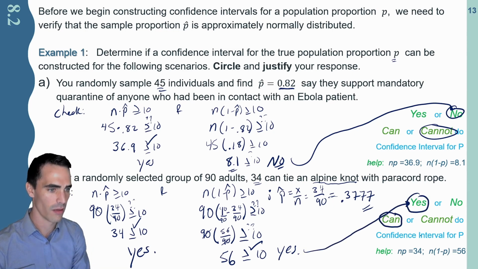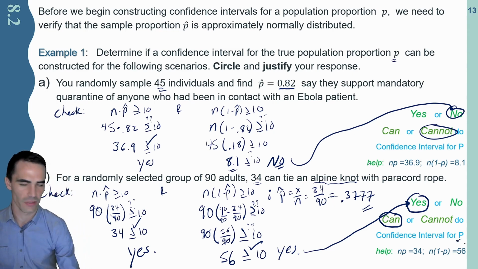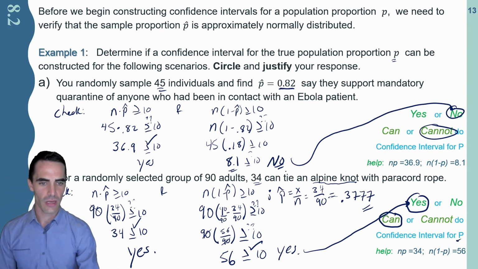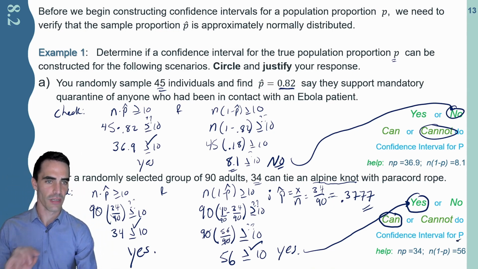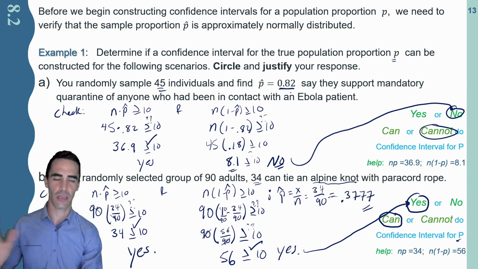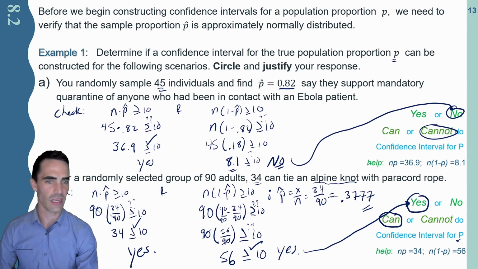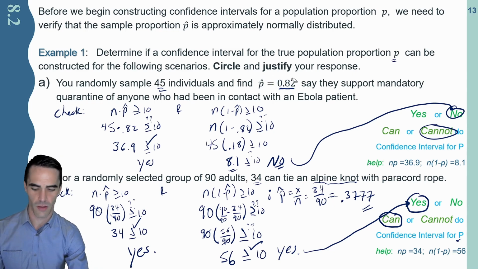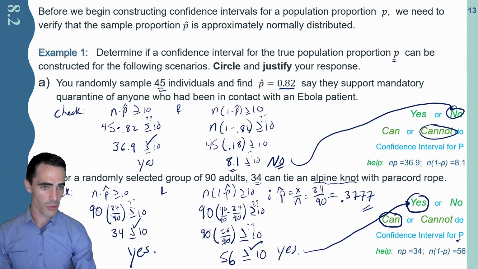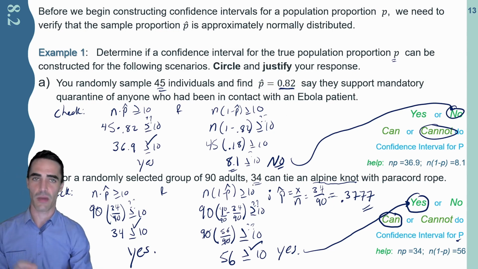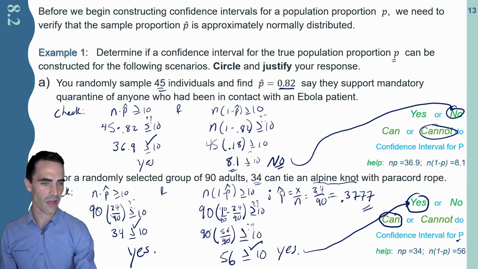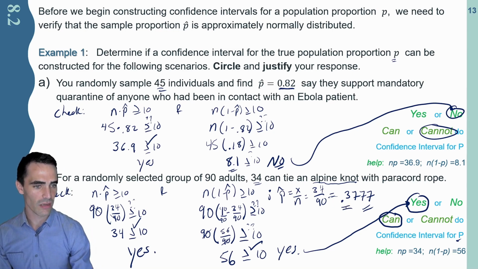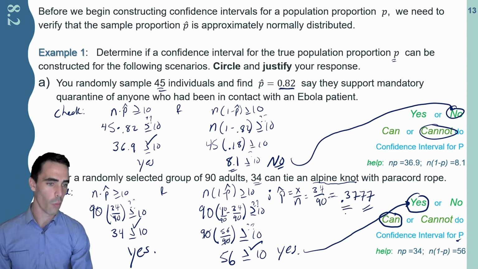I can do a confidence interval for the population p. And so a little bit less of a grain of salt. Again, the first one I couldn't do anything with. I can't build a confidence interval from it. And again, this should be taken as anecdotal, not applicable whatsoever. But for my larger group, my 90 adults and my 34 people who can tie an alpine knot, this 37% can be taken with a bit more weight associated with it.